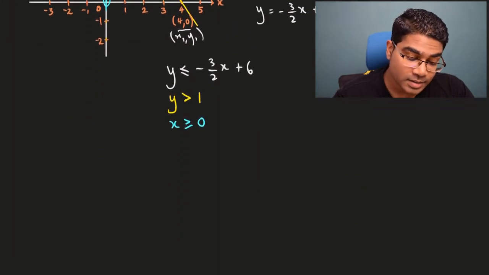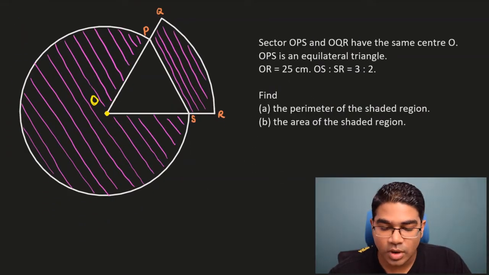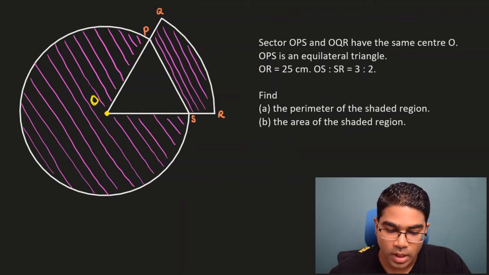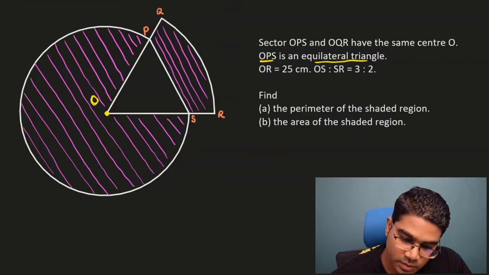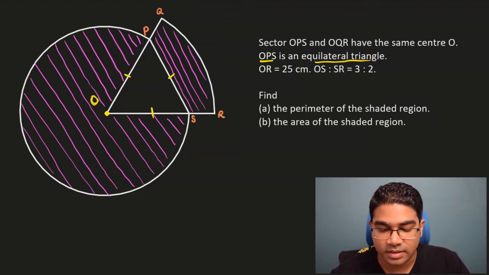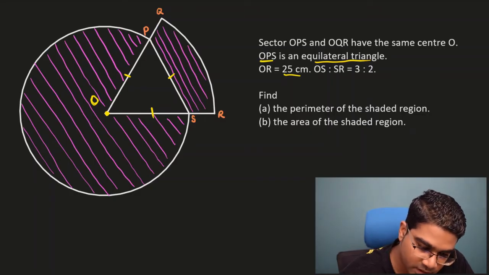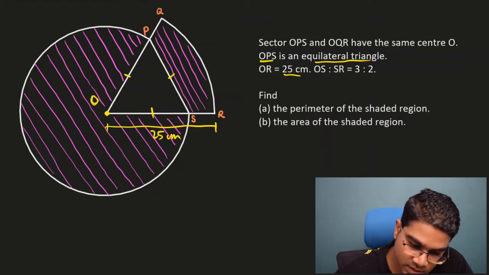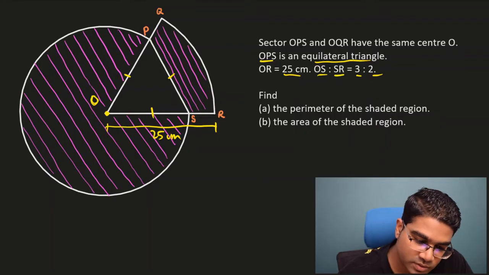Let's go on to arcs and sectors. Sectors OPS and OQR have the same center O. OPS is an equilateral triangle. This is very important. The moment we see an equilateral triangle, we can label on the diagram that these three sides are the same length. Then we have OR is 25, so let's label that as well. OR is 25 centimeters. And the ratio of OS to OR is 3 to 2. So the ratio is 3 to 2.